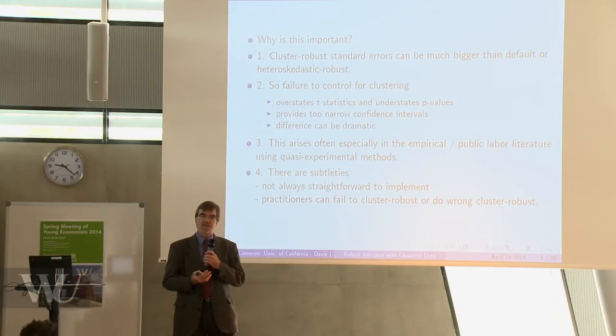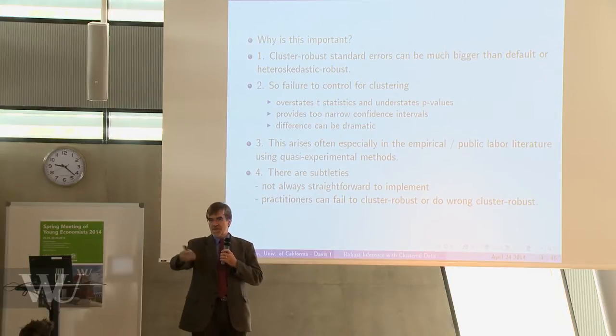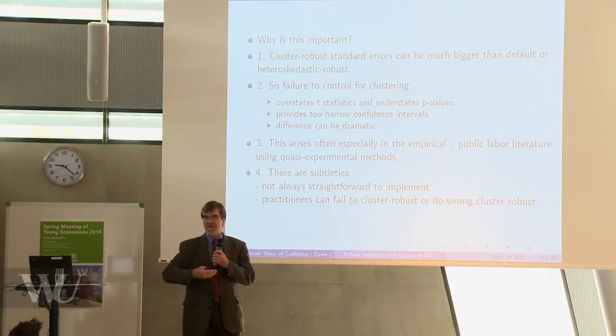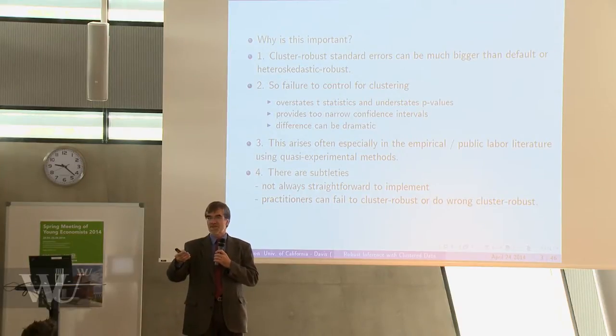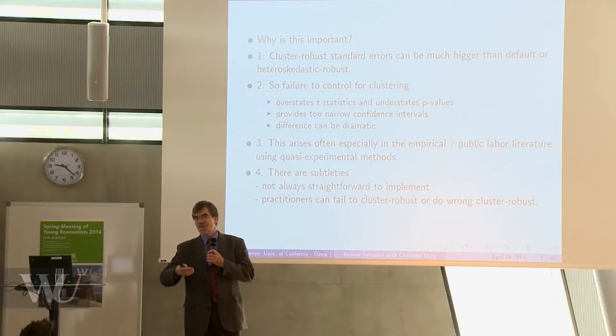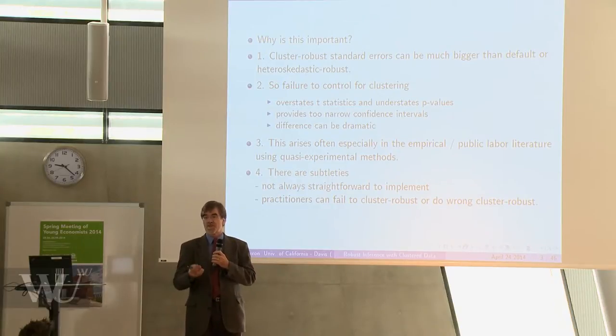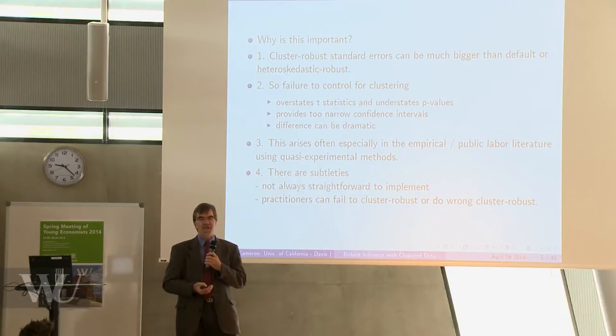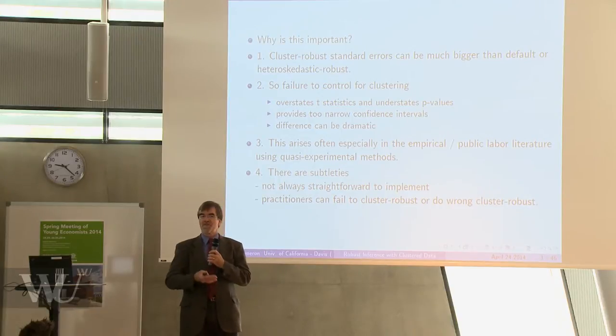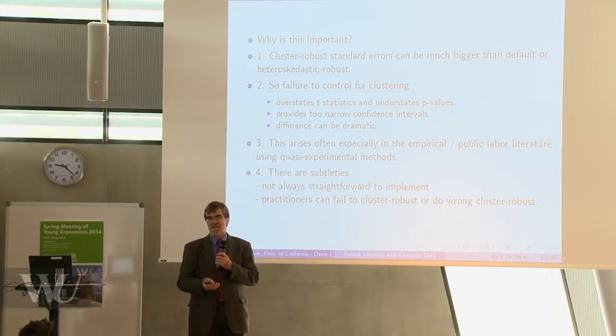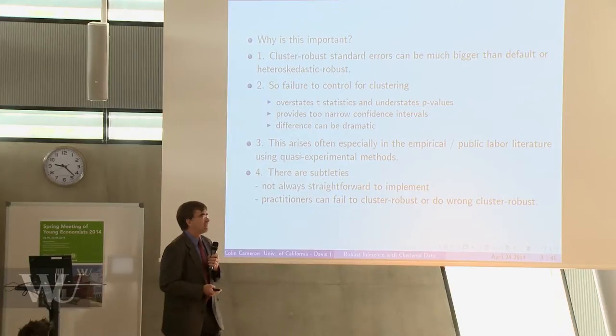The intuition is that if the errors are correlated, the information coming from adding an additional person is not all that great, because there were lots of correlated individuals beforehand. And we can be out by a factor of, say, 3 or 4 on the standard errors. So we might have a t of 6 or 8 using default or heteroscedastic-robust standard errors, but if we cluster-robust, that t could be 2 or even less. So it's important.